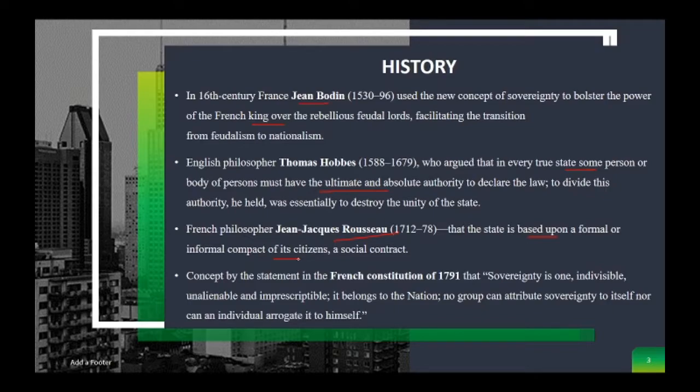Then this sovereignty concept was reflected in the French Constitution of 1791, which said that sovereignty is one, indivisible, unalienable, imprescriptible. It belongs to the nation. No group can attribute sovereignty to itself, nor can an individual arrogate it to himself. So the French Constitution gave the proper definition to the concept of sovereignty.